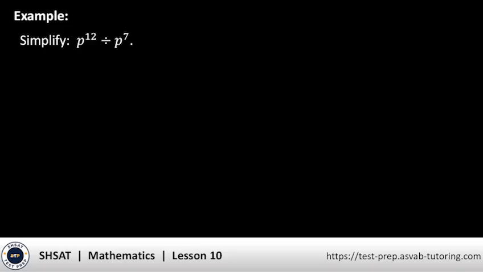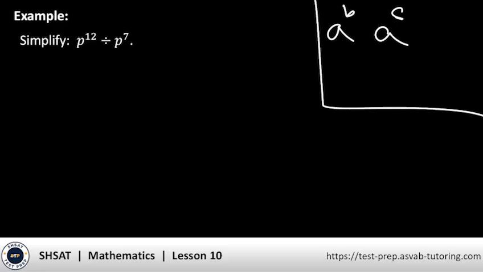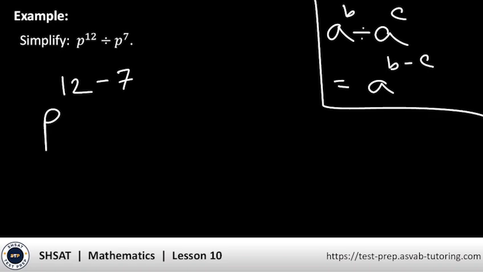Moving on, we have, just like I said, if the bases are the same, even if the powers are different, what we do is we subtract the powers, right? That means p to the power 12 divided by p to the power 7 means we will do p to the power 12 minus 7. So that gives us p to the power of 5.